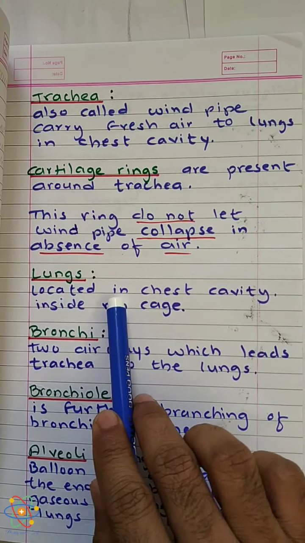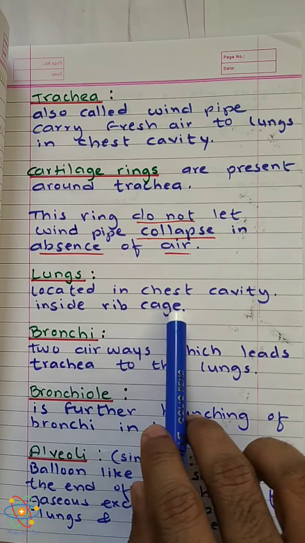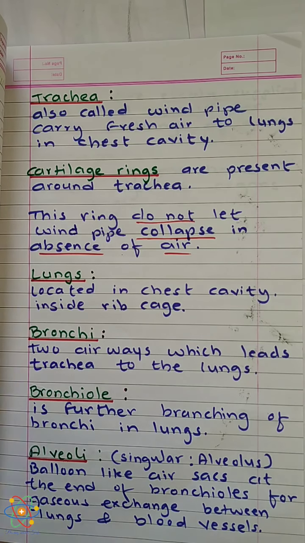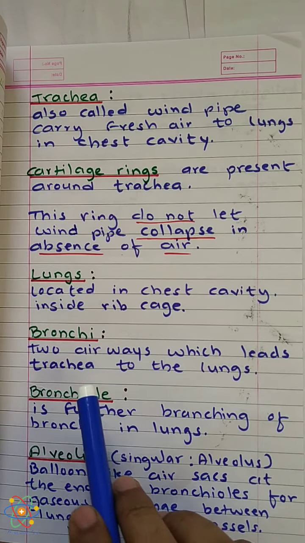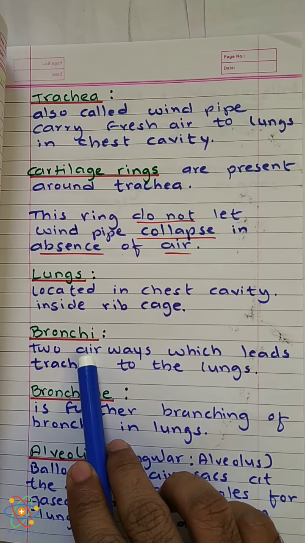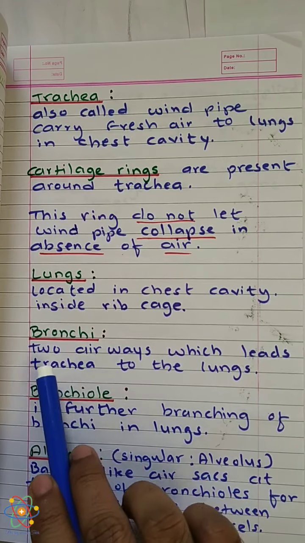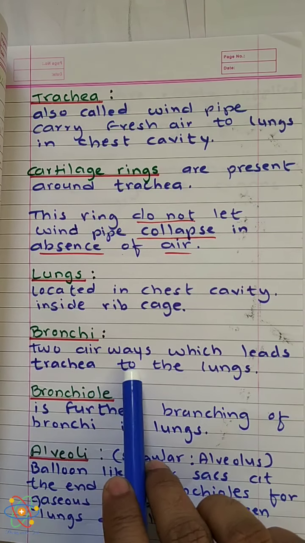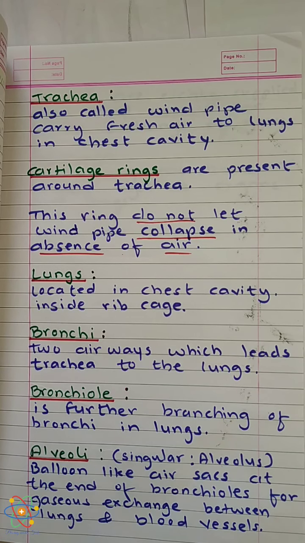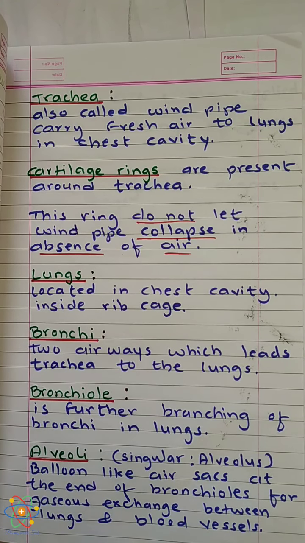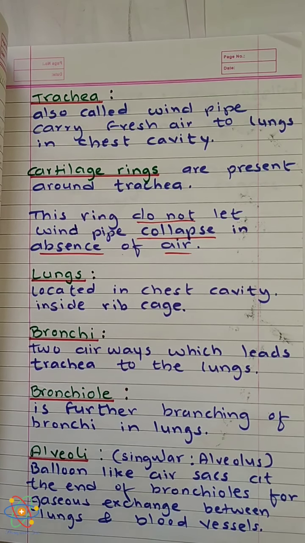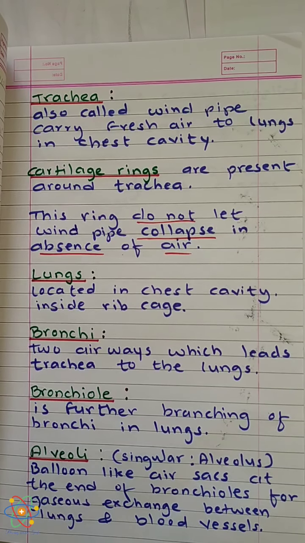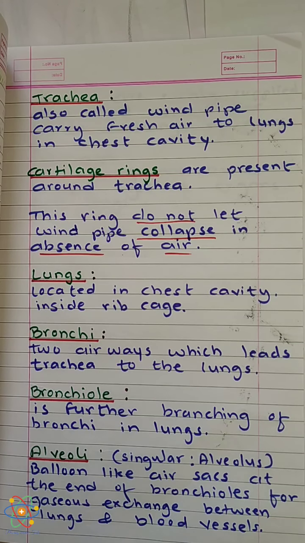Lungs are located in the chest cavity inside the rib cage. Lungs are protected by the rib cage and are present in the chest cavity. Then the trachea inside the structure of the lungs divides into two parts called bronchi. Two airways lead from the trachea to the lungs. So singularly it is called bronchus, but plurally they are called bronchi. So bronchi are actually a further extension of the trachea inside the lungs.